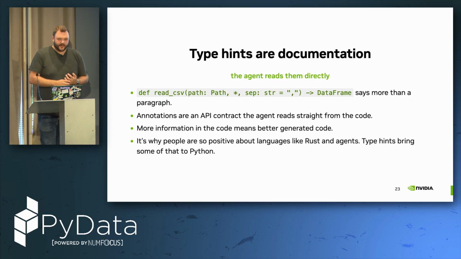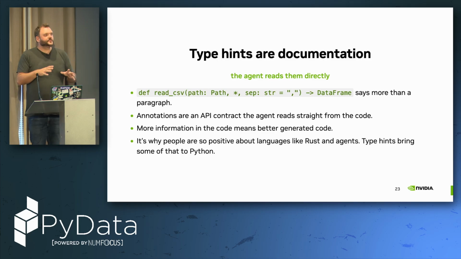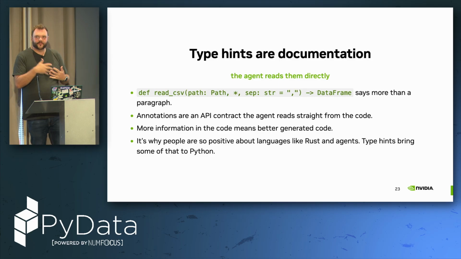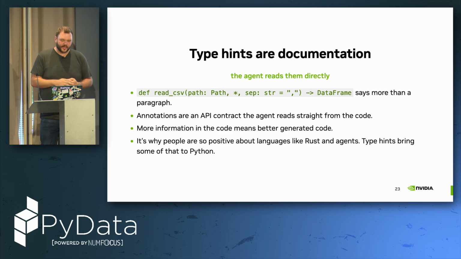Now, a couple more little things to shout out: please use type hints. Type hints have been around for a while. They're wonderful. They make Python a great language. And agents really like them. It gives them way more information and context about what they can do, and gives them a full idea of the surface of the function that they're calling.